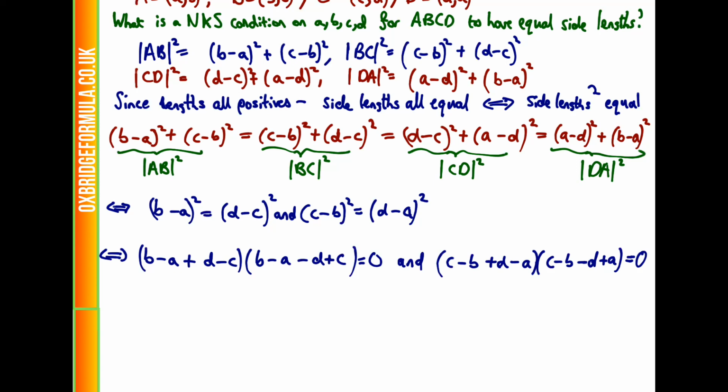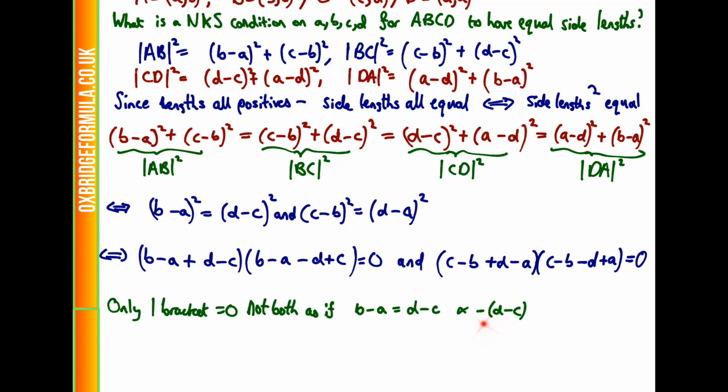Well, suppose both of these brackets are equal to 0. Then B minus A is equal to D minus C, but also equal to minus (D minus C), which must mean that B minus A is equal to 0, which means A is equal to B. And that's a contradiction because we are told that A and B are distinct. And we can do the same thing for the other side, which means that for each of these two equations, only one of these brackets can be 0 at a time.